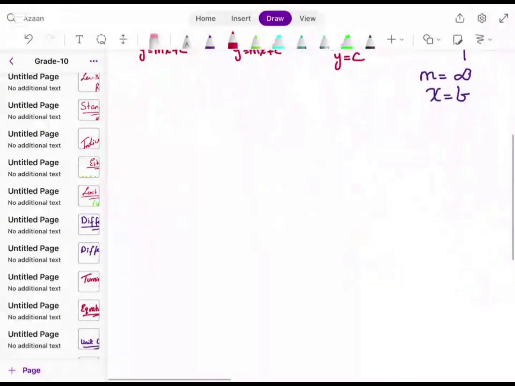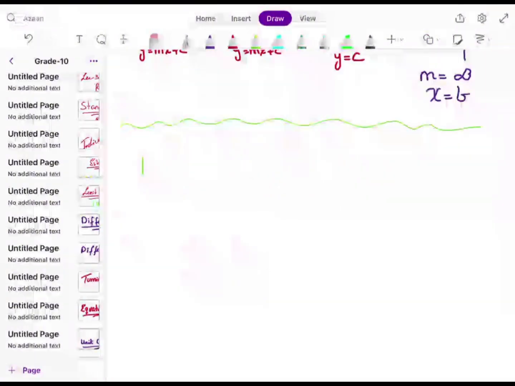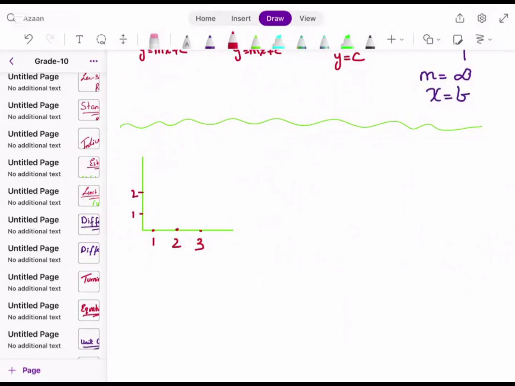You can get a question like this as well. For example, I give you an example question. This is 1, this is 2, this is 3, and this is 1, this is 2. They have given you a line like this and ask you to tell the equation of this line. The equation of this line will be x equals 2. As you see, this is a vertical line and it cuts at 2. So you can say x equals 2.